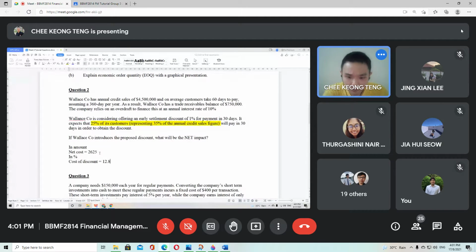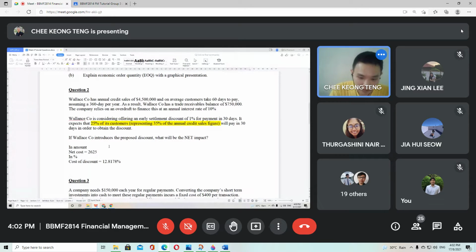Let me calculate. 1 divided by 0.99, power of 12. Yep, 12.8178. And interest saved in percentage is 10%. So same result. If you use the formula in our lecture notes, we are comparing in percentage. But in your BPP, they like to compare in RM. So either way also can.